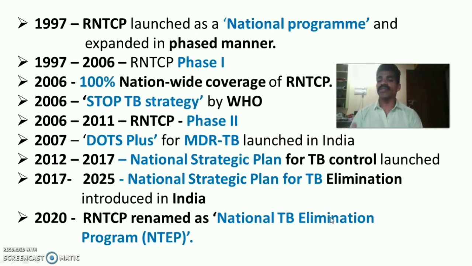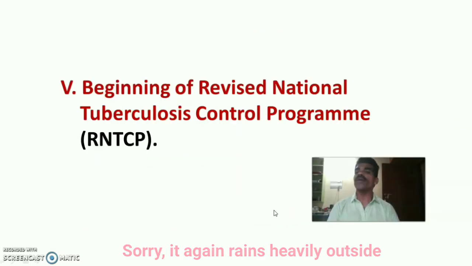So, the 2017 to 2025 National Strategic Plan for TB Elimination. One is for control and one is for elimination. Control is from 2012 to 2017, and for elimination, that is from 2017 to 2025. Then in 2020, the Government of India renamed RNTCP as the National TB Elimination Program. This is about the milestones of RNTCP. Now let us discuss in detail about the RNTCP.